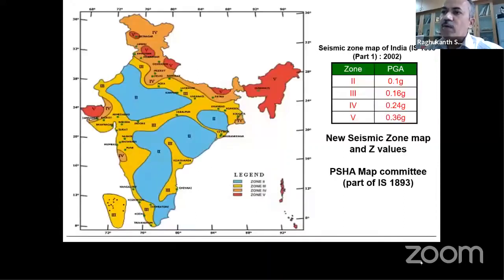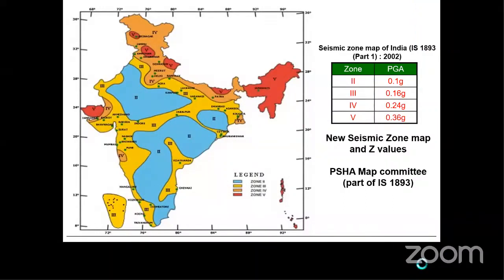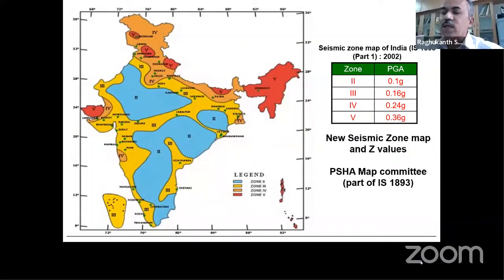To start with, I'm showing you this seismic zone map of India, which is in IS 1893. Most of you would have seen this zone map in your IS 1893 codes. The whole of India is divided into 4 zones. And Agartala, if you see, lies in zone 5, which has a PGA of 0.36g.